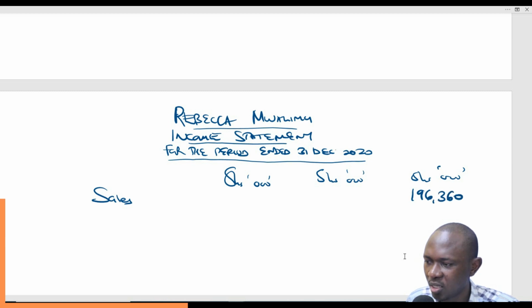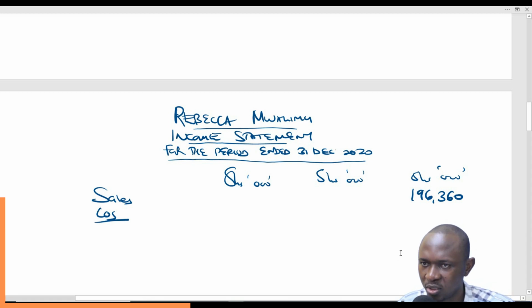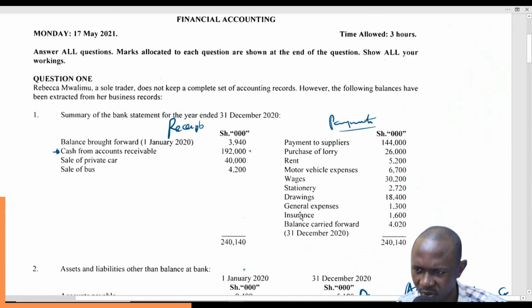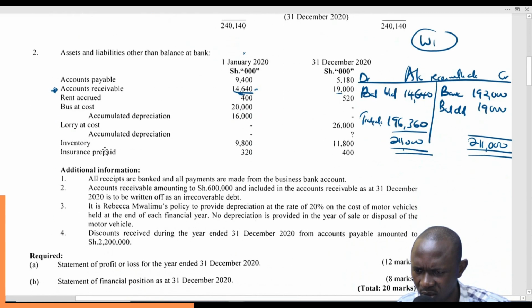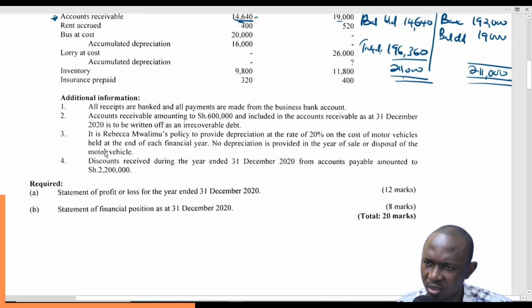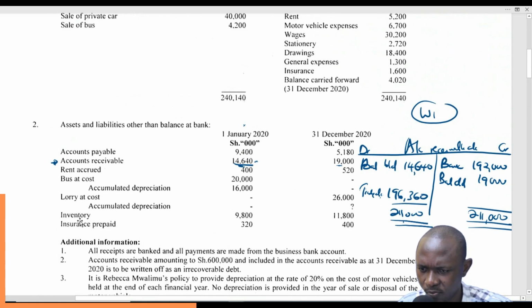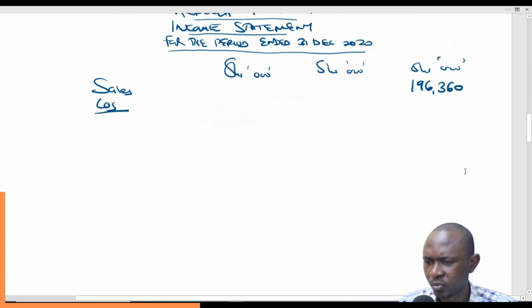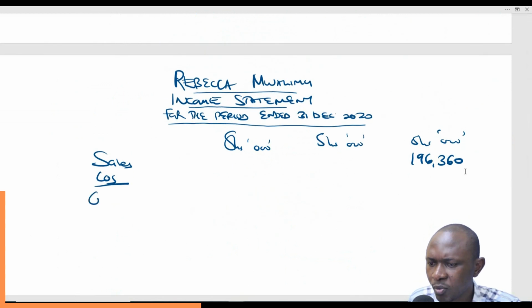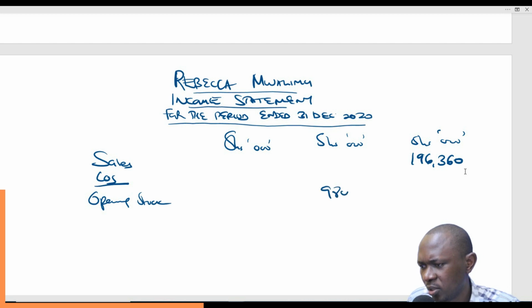Unless we have some workings that can reduce that. If we don't have any, we go to the cost of sales. So let's check if there are any workings that will affect the sales. There's no working that will affect the sales, so we go straight to the opening stock. Opening stock is 9,800, so we simply come here and say opening stock 9,800. Then we add purchases.